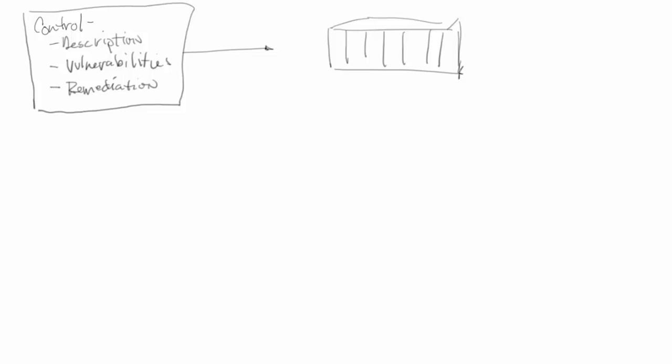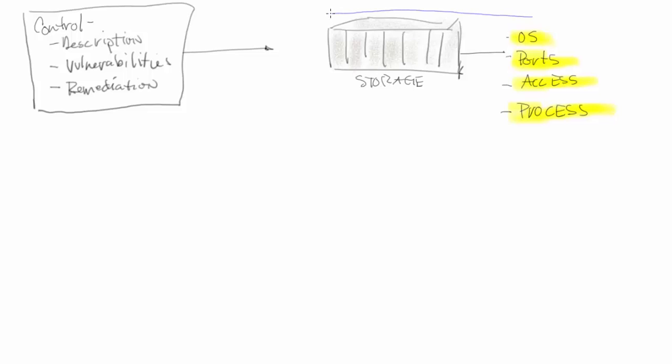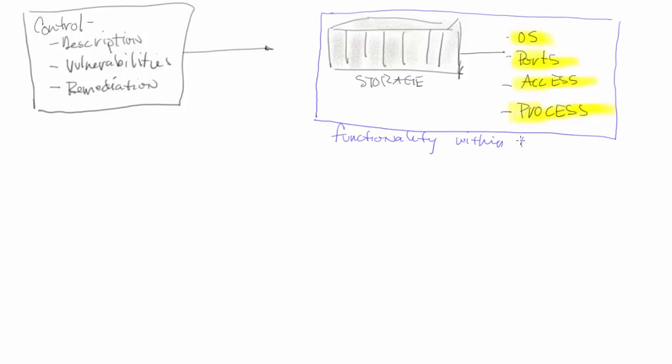And so this control we're talking about here, AC12, is really a control. This is a bogus number, by the way, of a storage device. So what are we controlling on this storage device? Well, we're controlling the operating system, the ports, the access, and then any process related to provisioning, deprovisioning, etc. of that storage. And what does that mean to the control? That is the functionality of that technology.